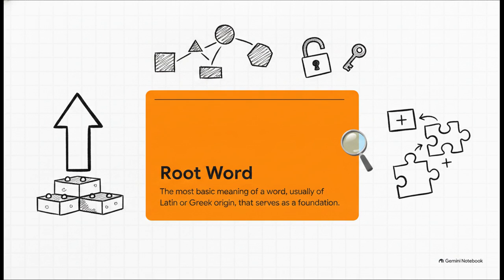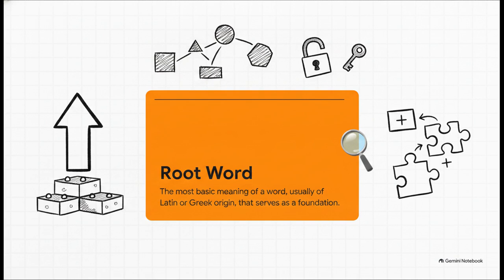I want you to think of roots as literally the DNA of the English language. A root word holds the absolute most basic meaning of a word. A ton of English words are actually built from ancient Greek or Latin roots, and they serve as the foundation for a whole family of related words. Now, most of the time, these roots aren't standalone English words. They're basically building blocks. They need a prefix or a suffix attached to them to create a full, meaningful word.